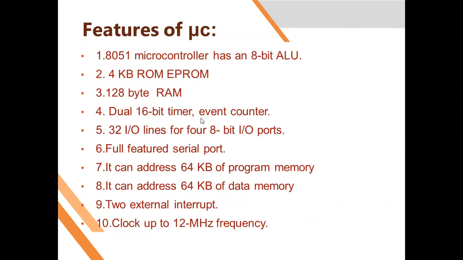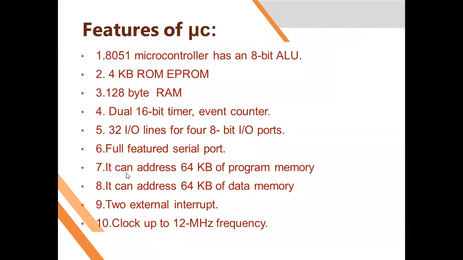Dual timers, dual means 2. It is having 2 timers. Each timer is having capacity of 16-bit. The same timer can even be used as a counter. Then we have a separate chapter, or a separate unit, for the timer and counter. So at this moment only remember that it is having 2 timers, and each timer is of the size 16-bit. Then it is having total 32 input output lines, and these 32 input output lines are divided into 4 ports. Each port contains 8 lines. Okay, now it is having a full duplex serial port.